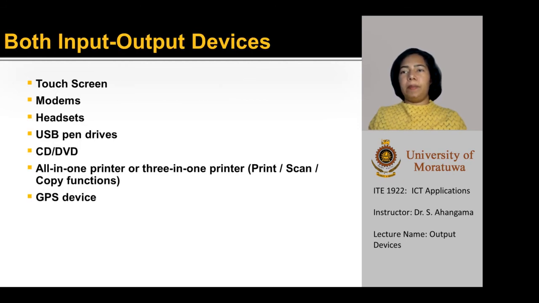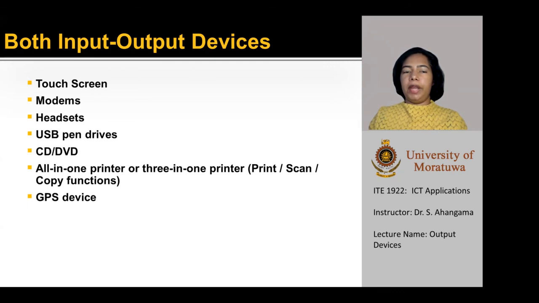Other than having separate input devices and output devices, there are some devices that can be considered as both input and output devices. Let's go through them one by one. Touch screen. It is available in laptops and in smartphones. Then modem. Modem takes signals from one internet service provider and translates them into signals that your local device can use, and vice versa. Then headset acts as both speaker and microphone.